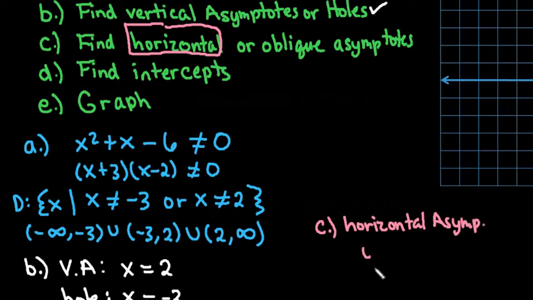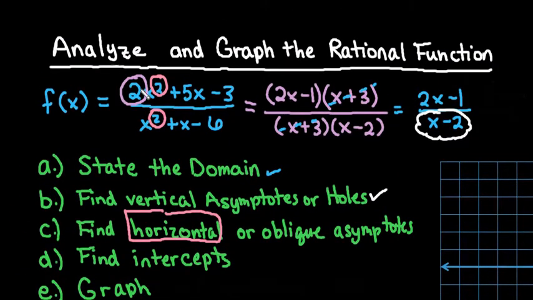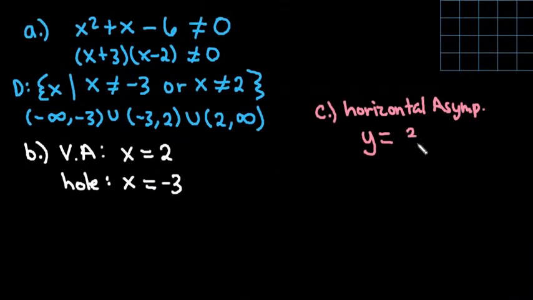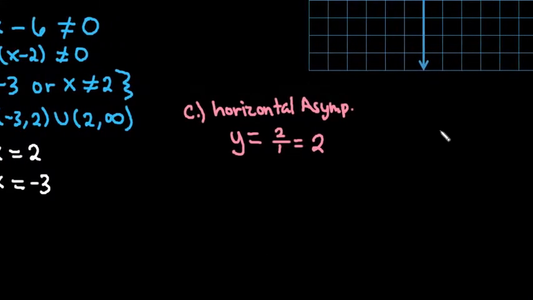Okay, so for part C, we're going to have a horizontal asymptote at y equals the ratio of the leading coefficients. So if you look, our leading coefficients are 2, and this is understood to be 1. So we would put 2 over 1, which just means that it is at 2. So I'm going to go ahead and put my vertical and horizontal asymptotes on my graph.